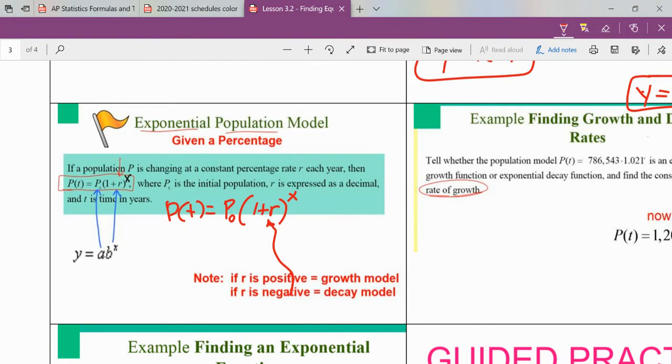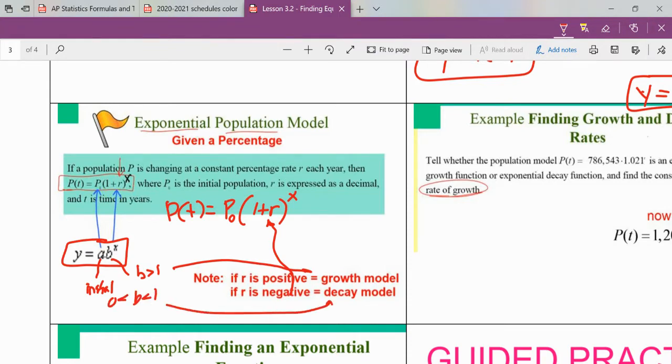So really what we're looking at is just this exponential form where that a is our initial value and that b is that rate of growth. If that b value is bigger than 1, it is growth. If that b value is between 0 and 1, it is decay. Because if that r value is decay, I'm going to subtract that off of 1. So again, that's a little review from the past.